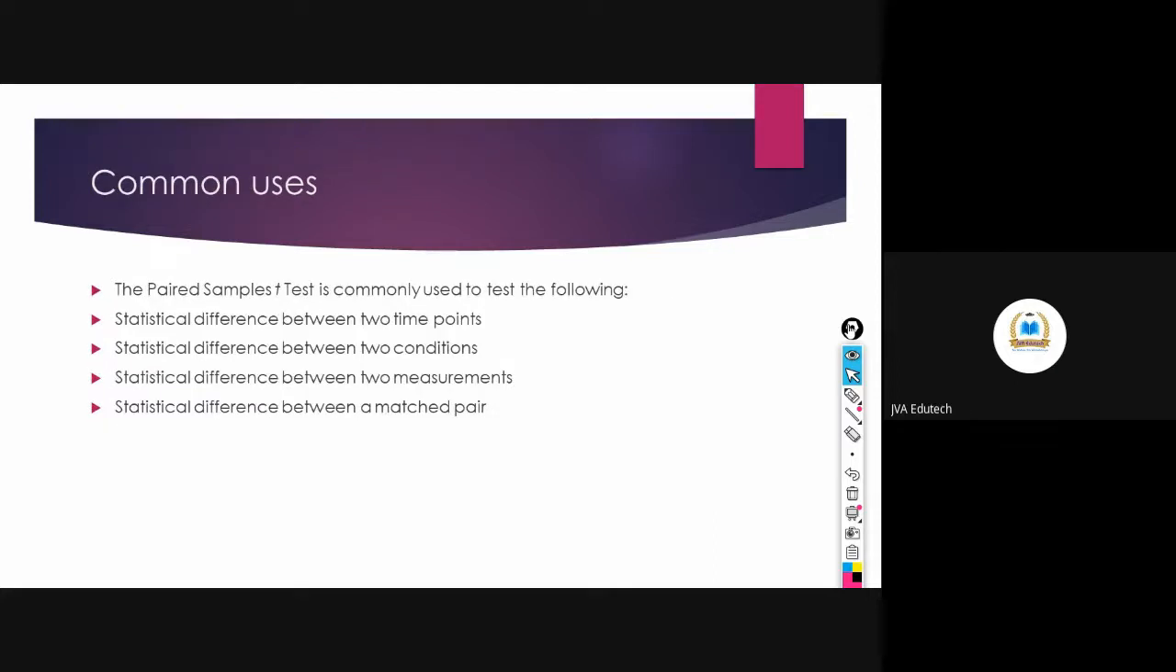The common uses of this paired sample t-test are to test the statistical difference between two time points, that is pre-post, statistical difference between two conditions, statistical difference between two different measurements, and statistical difference between a matched pair.